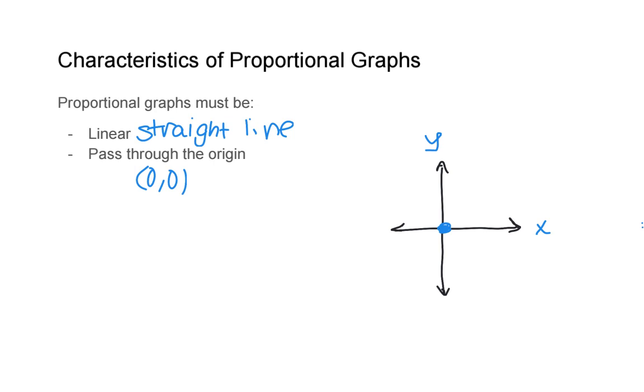So if I were to think about a proportional graph, it might look something like this. It might go through the origin and it might be a straight line. I apologize, I'm not very good at drawing straight lines on this, but I think you hopefully get the idea. It must go through the origin and it must be a straight line. If it fits those two characteristics, then it is proportional.